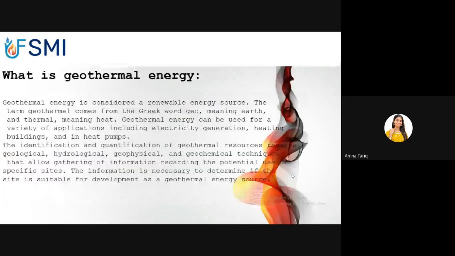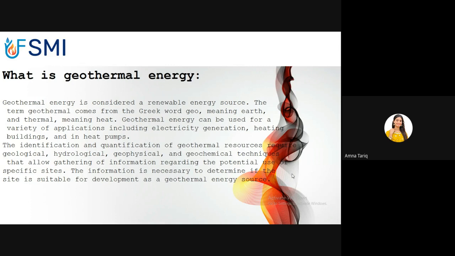Up next is: what is geothermal energy? Geothermal energy is considered a renewable energy source. The term geothermal comes from the Greek word geo, meaning earth. Geo means earth and thermal means heat. Geothermal energy can be used for a variety of applications, including electricity generation, heating buildings, and heat pumps.